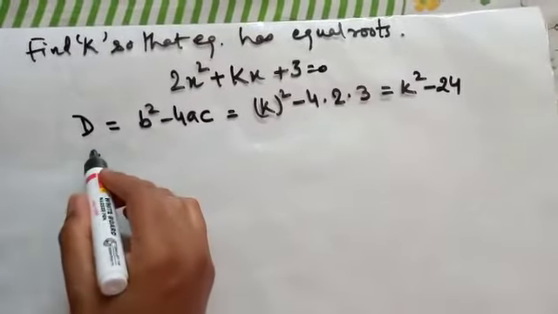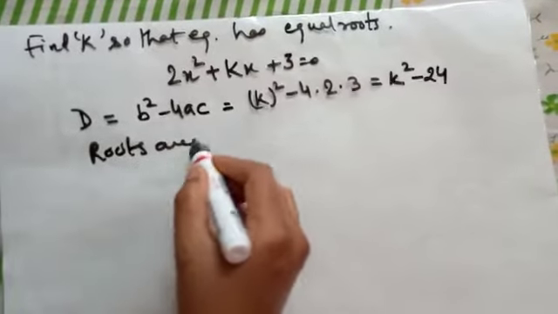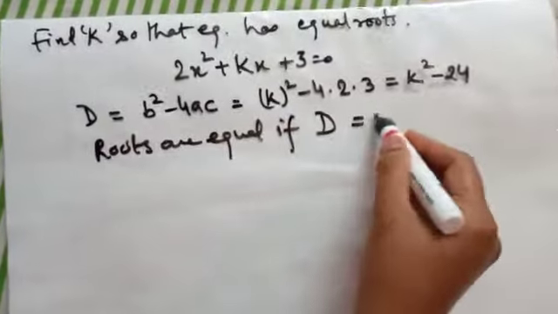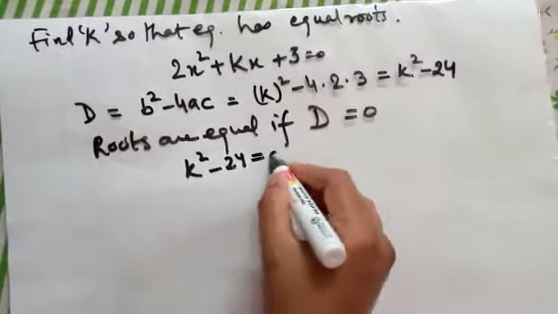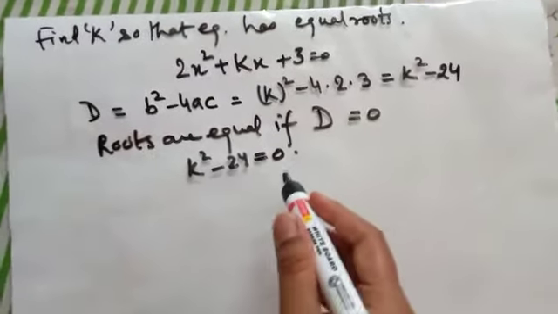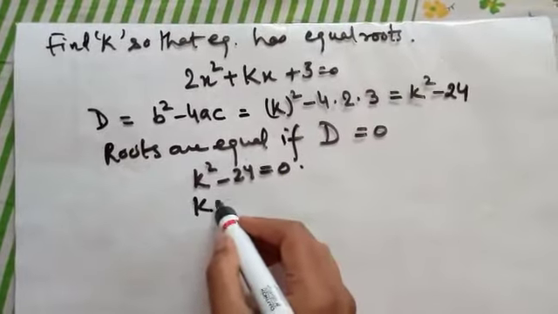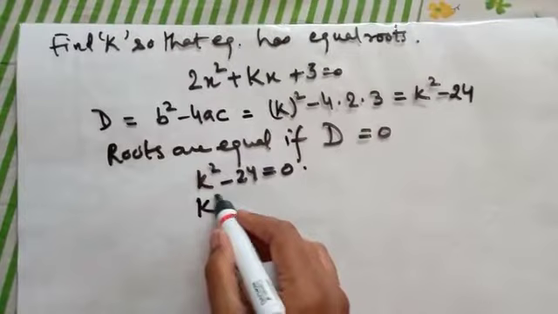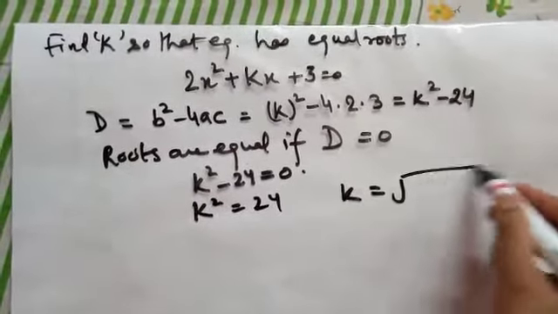Now they are saying that the roots are equal. If roots are equal, that means what? Roots are equal if the value of d is equal to 0. That means k square minus 24 is equal to 0. And now if I have to find out the answer for this, then you can write this as k square is equal to 24. So k's value will be equal to square root of 24.